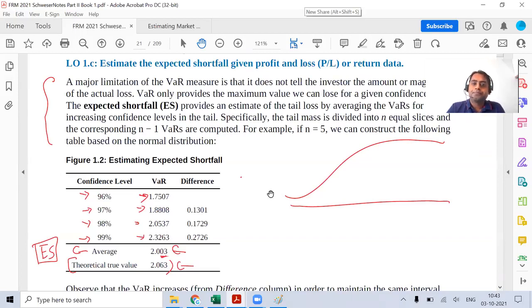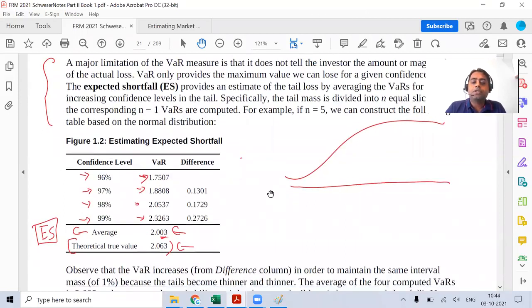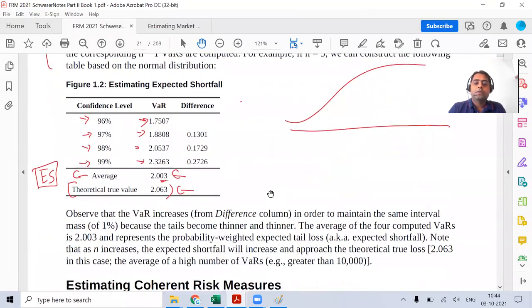Well, good. Now there is one point which is also written over here, this point. If you read these two lines, what they're saying is that to maintain the same interval of mass 1%, the tail is becoming more and more thinner. What does it mean? The gap between the VaR values is increasing. Okay, now this is more logical, right?